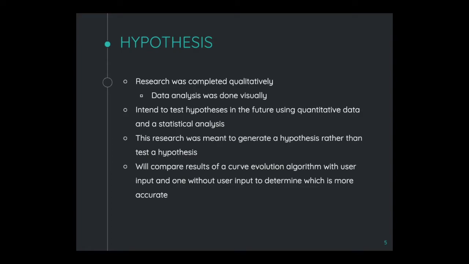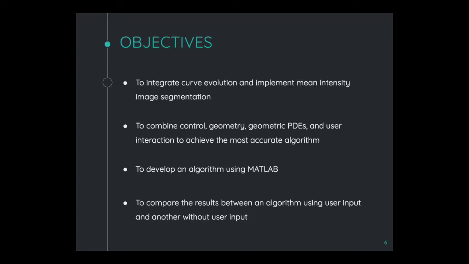In this project, I will be comparing the results of a curve evolution algorithm with user input and one without user input to determine which is more accurate. The objectives of this project were the following: to integrate curve evolution and implement mean intensity image segmentation, which is the mechanism the curve will use to evolve, to combine control, geometric partial differential equations, and user interaction to achieve the most accurate algorithm, to develop an algorithm using MATLAB, and to compare the results between an algorithm using user input and one without.